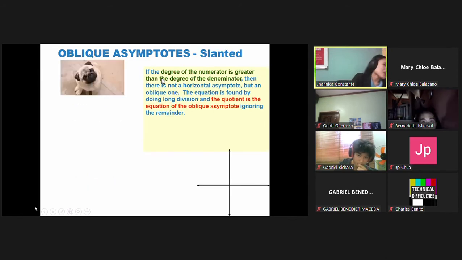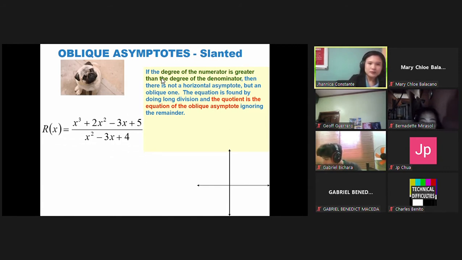So let's proceed to an example of an oblique asymptote. You will get an oblique asymptote if the degree of the numerator is greater than the degree of the denominator. That means if your rational function has a numerator degree higher than the denominator, for example, this function that we have. As you can see here, the exponent at the numerator part of our rational function is 3 and the degree of our denominator is 2, wherein the numerator is greater than the denominator.